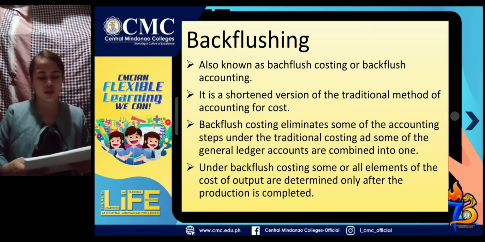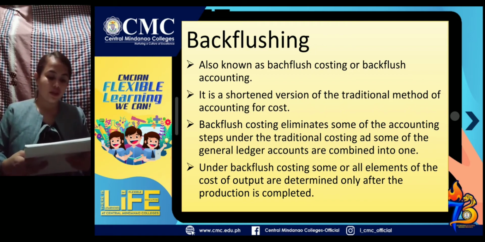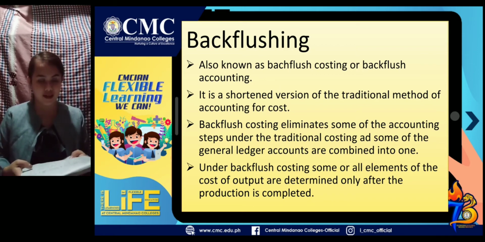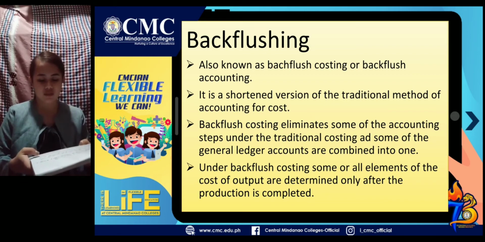Backflushing, also known as backflush costing or backflush accounting, is a shortened version of the traditional method of accounting for costs. Backflush costing eliminates some of the accounting steps under traditional costing, and some of the general ledger accounts are combined into one. Under backflush costing, some or all elements of the cost of output are determined only after the production is completed.